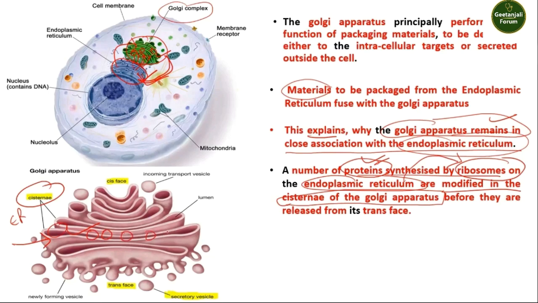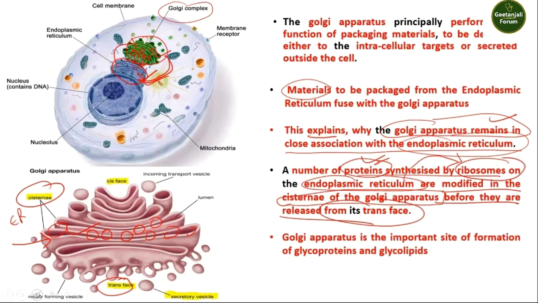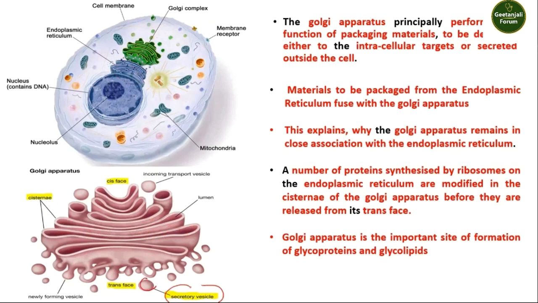In Golgi bodies, these proteins are modified and released outside the cell wherever they have to reach or are needed. So proteins are released from its trans face. This is the trans face and proteins are released from there. For example, you can see here these secretory vesicles. The protein molecule will come from there and it will be packed inside these vesicles.